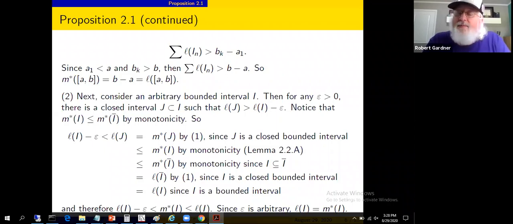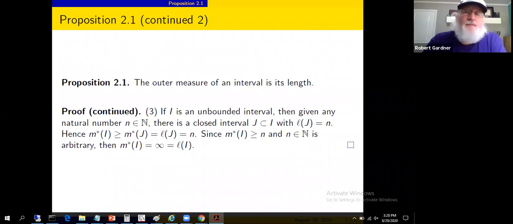So using closed and bounded intervals, we've established the length of an arbitrary bounded interval equals the outer measure of that interval. So the only constraint that was imposed in step 2 was bounded interval. So all bounded intervals satisfy the theorem. That just leaves unbounded intervals. Well, easy enough. If I is an unbounded interval, then its length is going to be infinite, and so is its outer measure. We'll establish that by packing it with closed and bounded intervals.